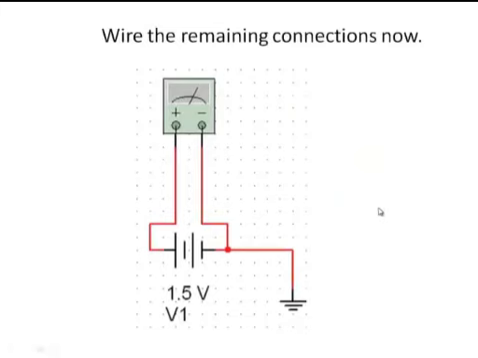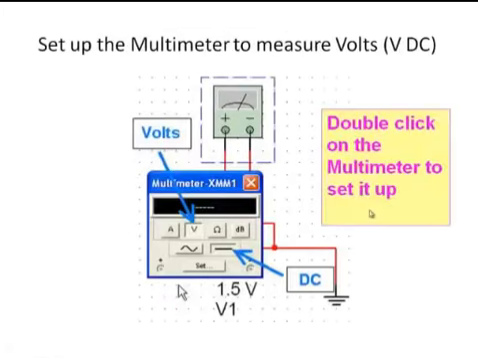And I'd like you to go ahead and wire the remaining connections now. Okay, now we're all set to set up the multimeter to measure volts DC. What you're going to do is click on the V and click on this solid line here. That signifies that it is a DC value. It is not an alternating voltage.